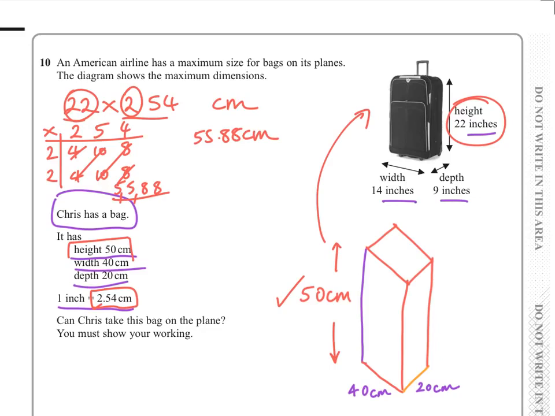Now we're going to look at, say, the depth, and that's 9 inches. So that would be 9 times 2.54 in centimetres. And again, I'll do 254 times 9. But I've got 2.54 times 10 roughly, which is about 20. So I'd have 22.86 centimetres.